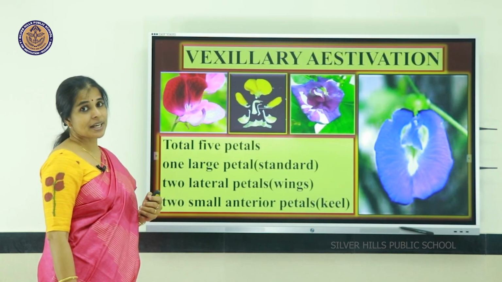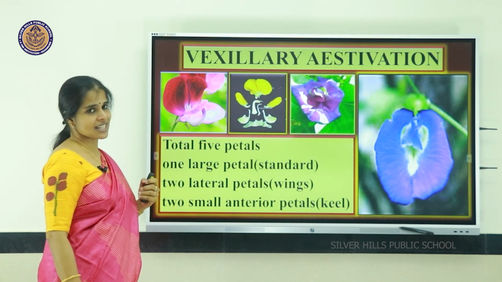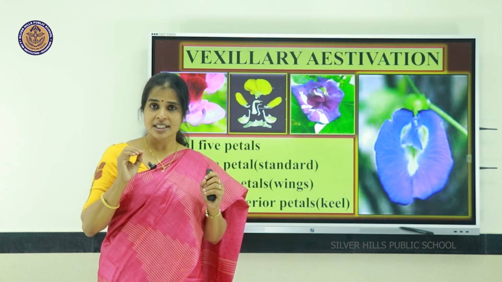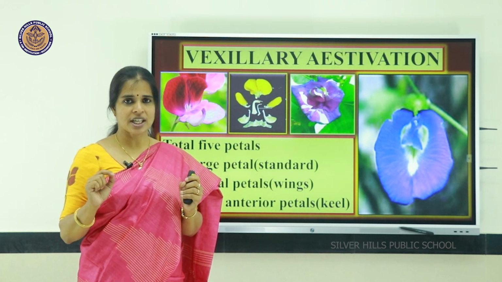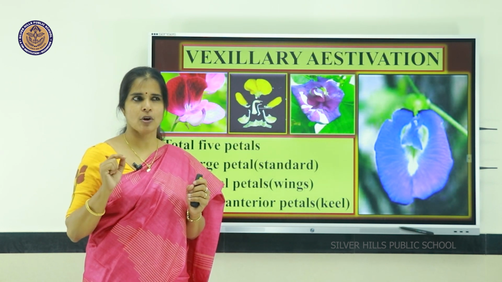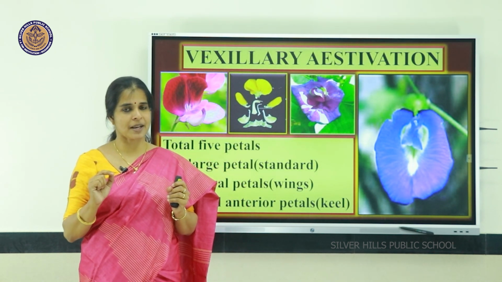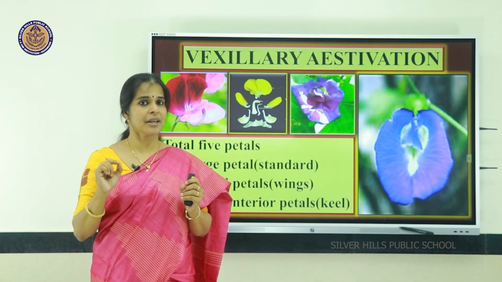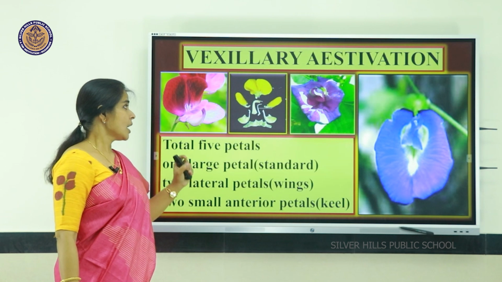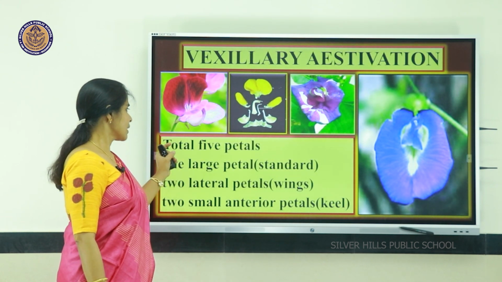Next, vexillary, this is the last one, vexillary aestivation. This is a special type of aestivation for some of the flowers, especially the flowers present in the Papilionaceous family. Papilionaceous family means leguminous plants. The pea flower is the best example for vexillary aestivation. How is this taking place?